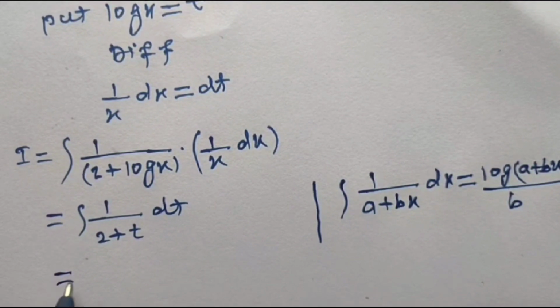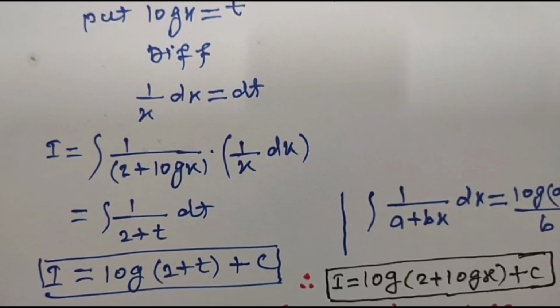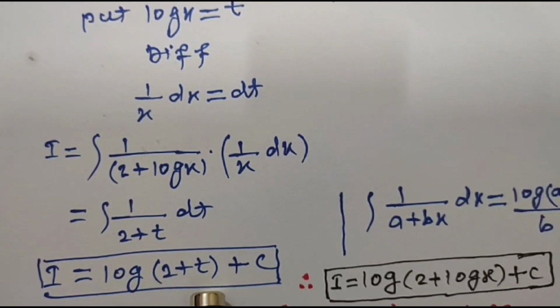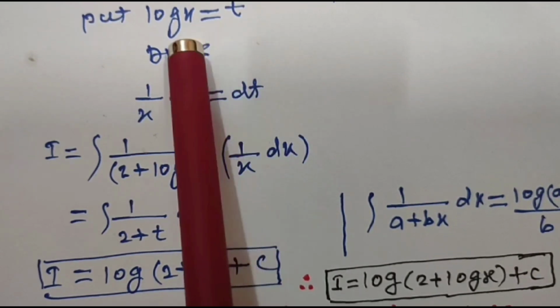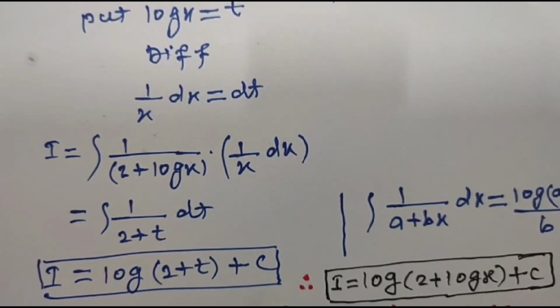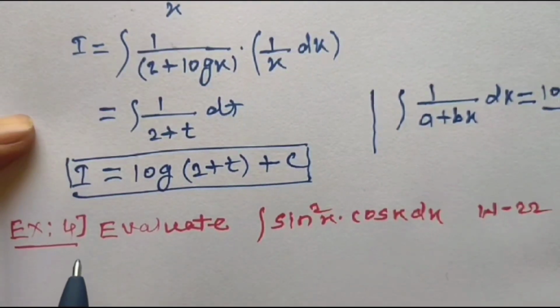So I is equal to logarithm of 2 plus t, and you know the derivative of 2 plus t is 1, plus integral constant c. This is the solution. We obtained the answer in the new variable t. We want the old variable, that is x. So replace t by log x. Log x is equal to t, which is the substitution. So the answer becomes I is equal to logarithm of 2 plus log x plus integral constant c, and this is the final answer.